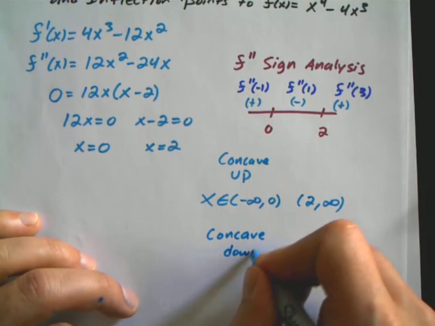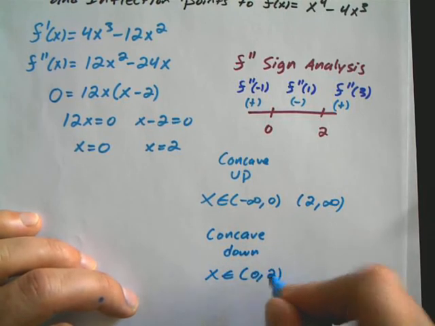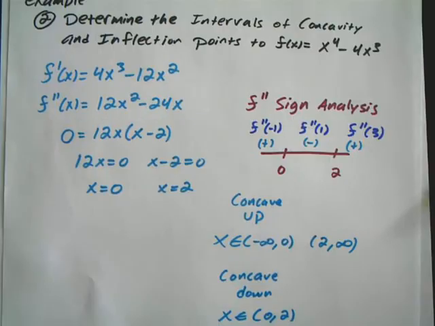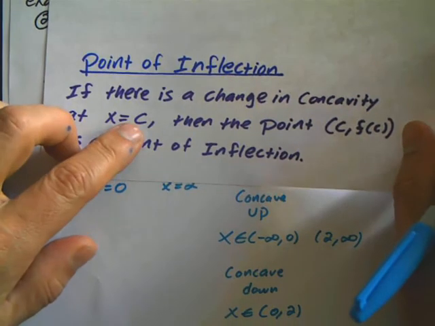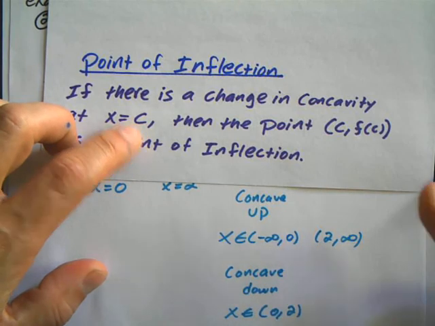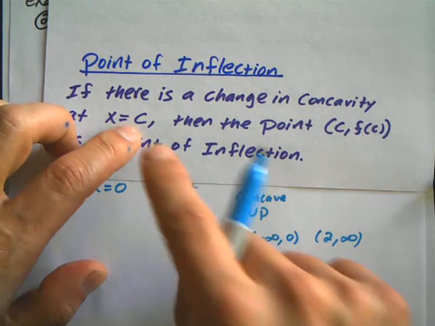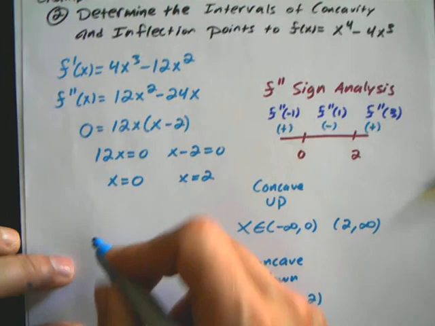Now, as far as finding a point of inflection, this is a concavity change at 0 and 2. That's going to be a point of inflection. But then the point of inflection relates back to the function, so what I have to do to find my y-coordinate is plug these values back into f.